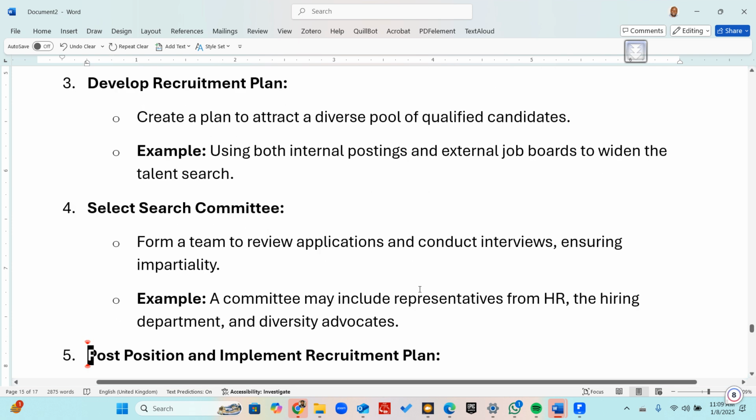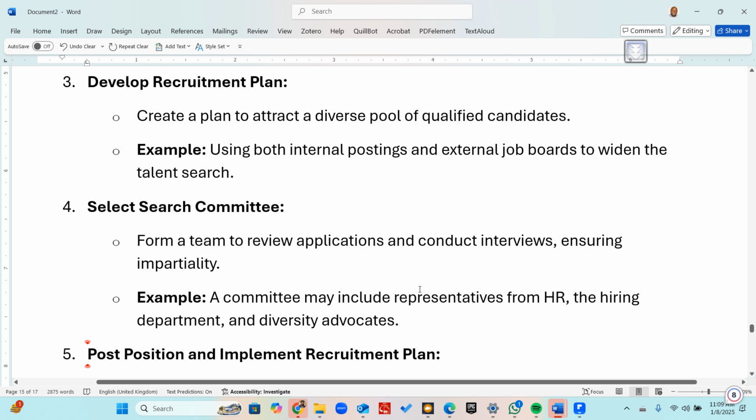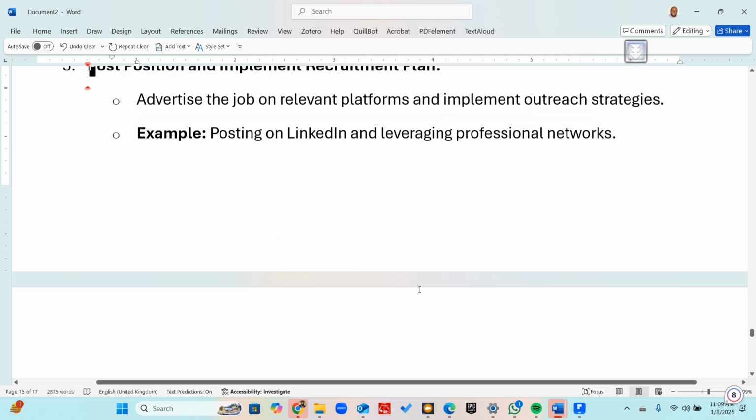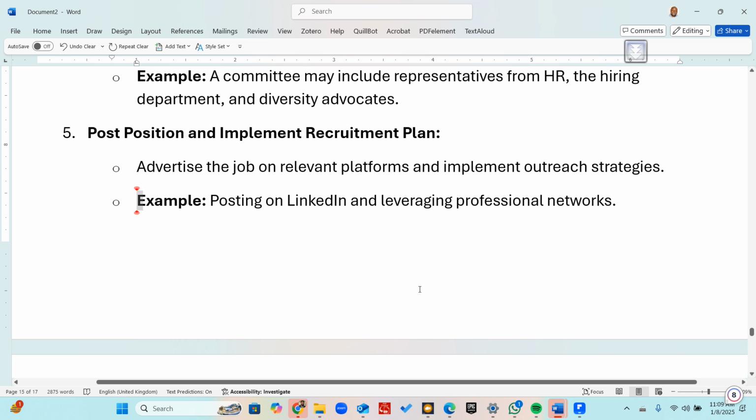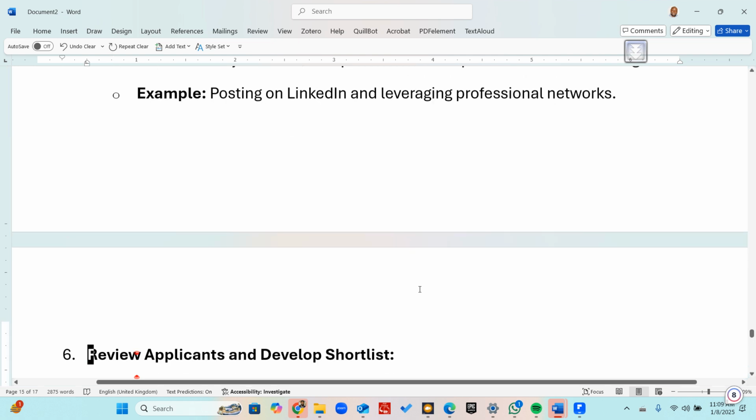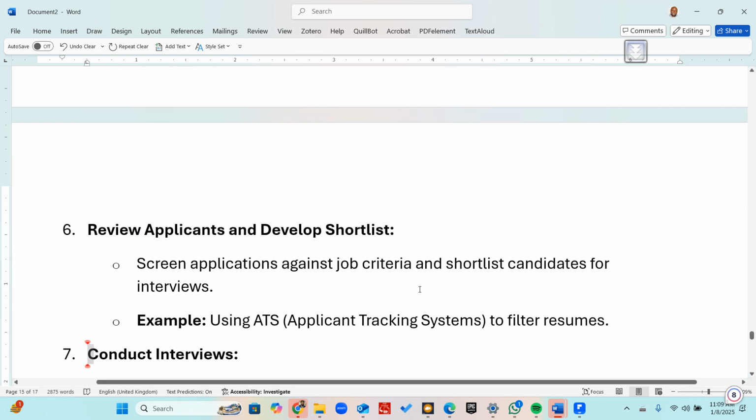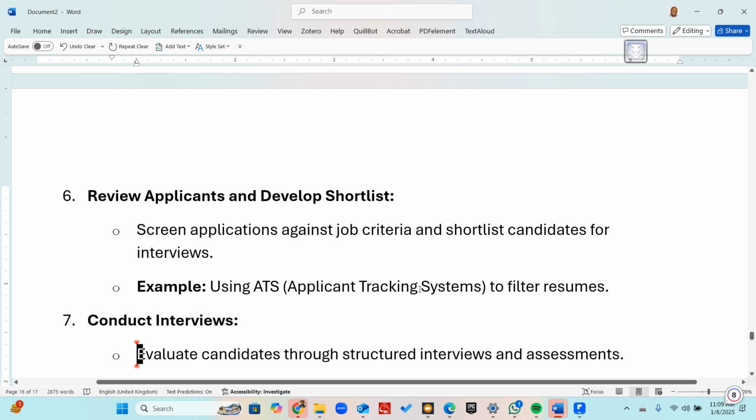Four, select a search committee. Form a team that will review the applications and conduct everything impartially. A committee may include representatives from HR, the hiring department, and other departments. Five, post the position and implement the recruitment plan. You post it, advertise it on job boards and recruitment boards, for example on LinkedIn, leveraging professional networks by word of mouth, or posting in a newspaper.